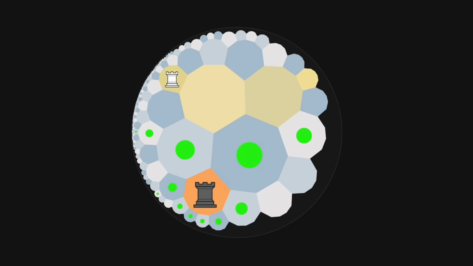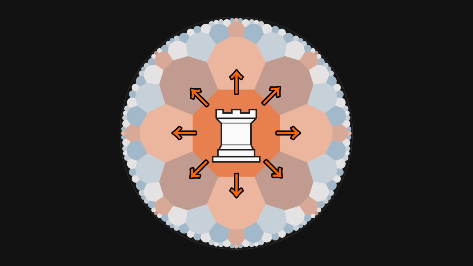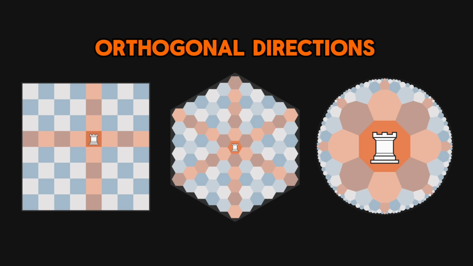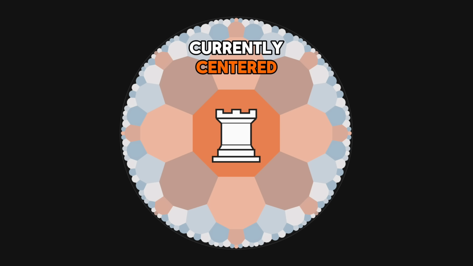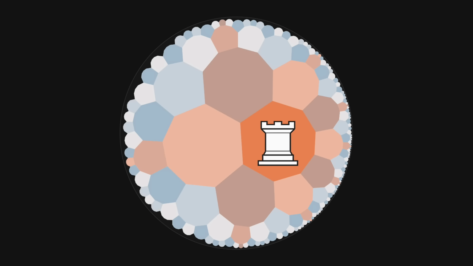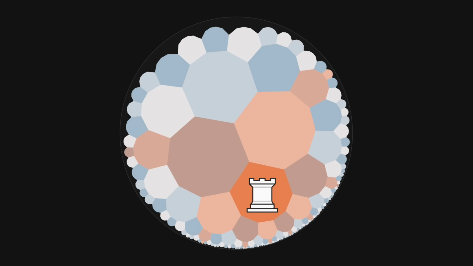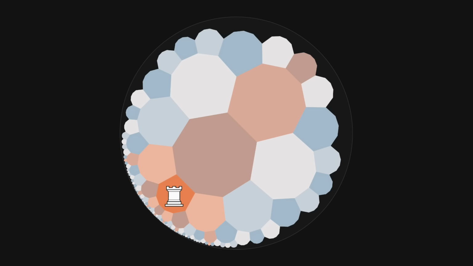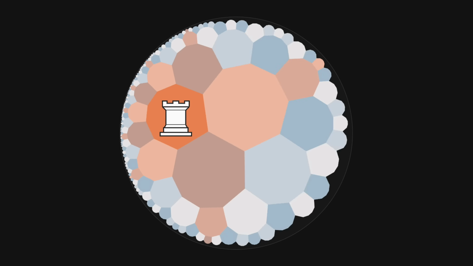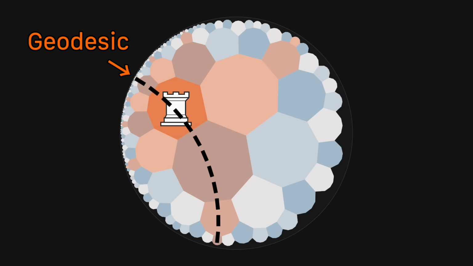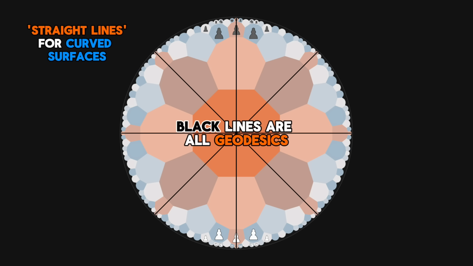It's time for the pieces. Let's start with rooks. We want to go out in every orthogonal direction, just like we do in regular or hex chess. This looks fine from the center, but when we shift our perspective or move away from the center, it starts to get really weird. The rook is still tracing out those lines. This is just what they look like in hyperbolic space. A mathy word for these lines are geodesics, essentially what straight lines are on these strange surfaces.